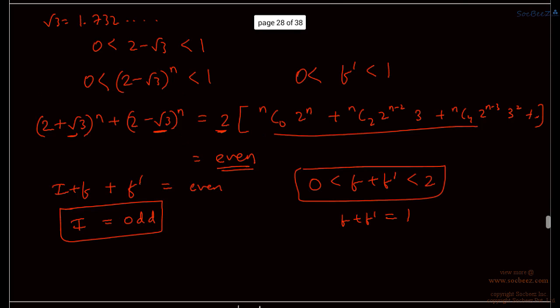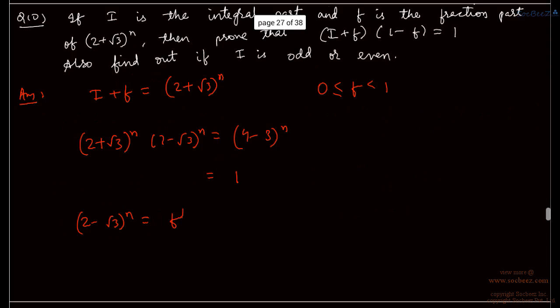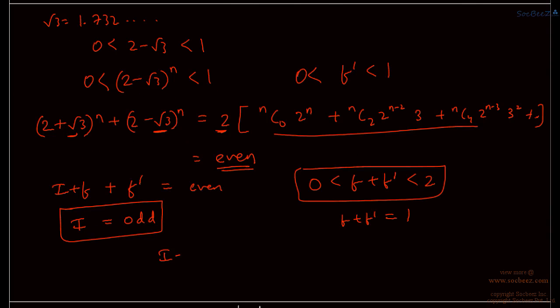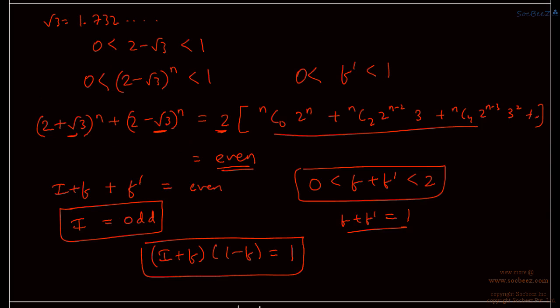So the question asks us to find out if I is odd or even, and we now know that I is actually odd. That part is done. Now let us look at this condition: 2 plus root 3 power n, which is I plus f. The next one is f dash, 2 minus root 3 power n. But f plus f dash is equal to 1, so f dash must be equal to 1 minus f. This is equal to 1.